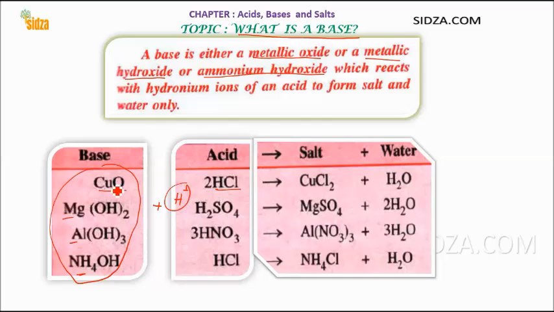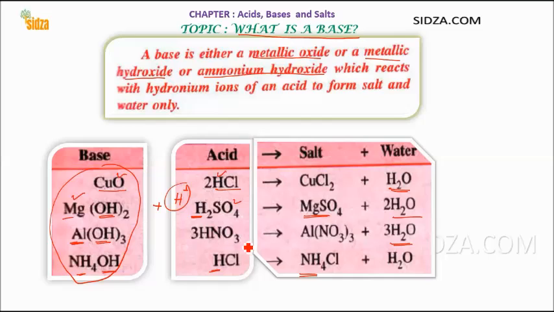Suppose the copper oxide reacts with the HCl and forms copper chloride, and the hydrogen reacts with the oxygen and forms water. From H2SO4, H plus reacts with the hydroxide and forms water there. The magnesium then reacts with the sulfate and forms magnesium sulfate. So you get a salt plus water. Aluminum hydroxide again, hydrogen ion from the nitric acid reacts with the hydroxide and forms water there. Aluminum reacts with the nitrate and forms aluminum nitrate. Ammonium hydroxide again, the OH reacts with the H plus ion and forms water. Ammonium ion reacts with chlorine and forms ammonium chloride. So whenever you react an acid with a base, you get a salt plus water.